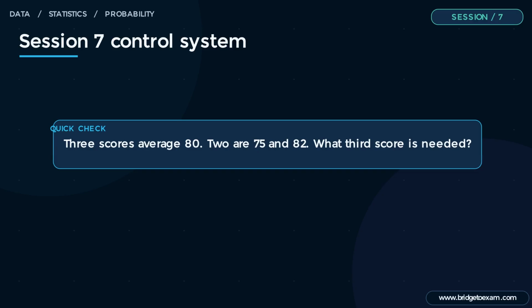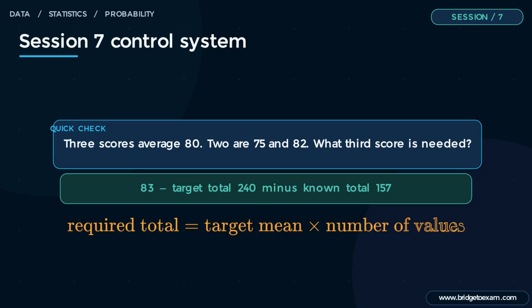Quick check. 3 scores must average 80. 2 scores are 75 and 82. What third score is required? The target total is 240. The known total is 157, so the missing score is 83.